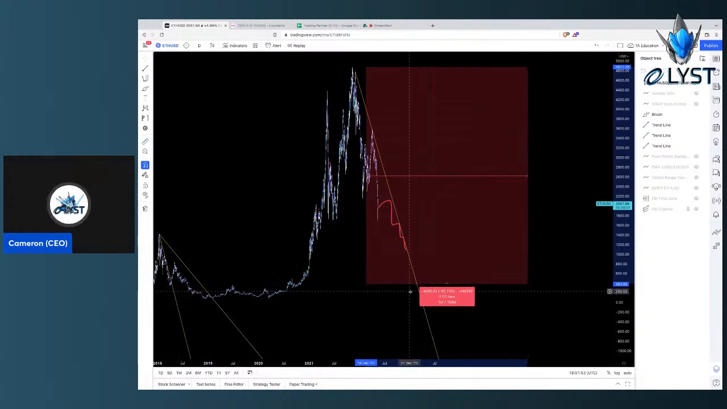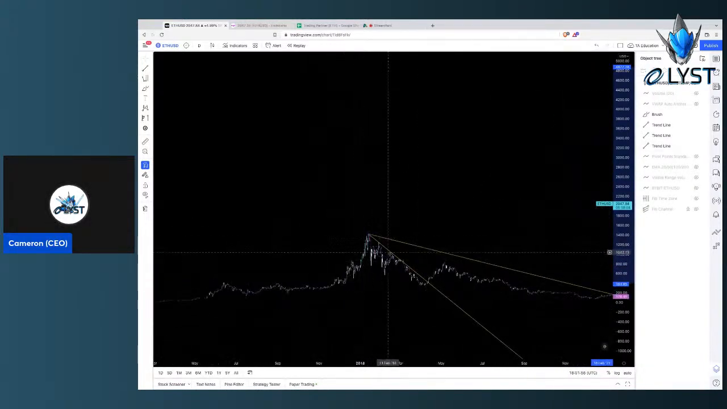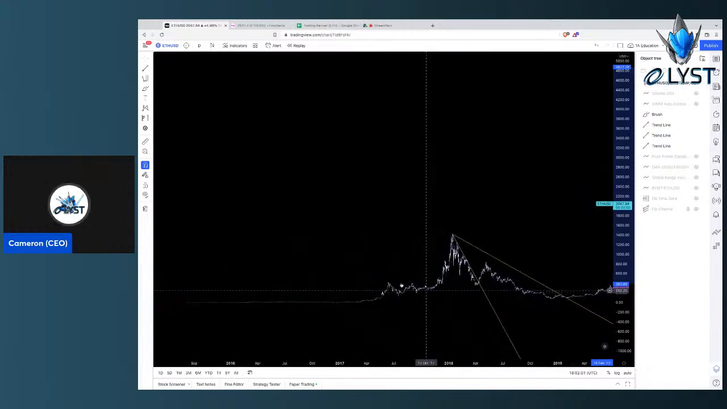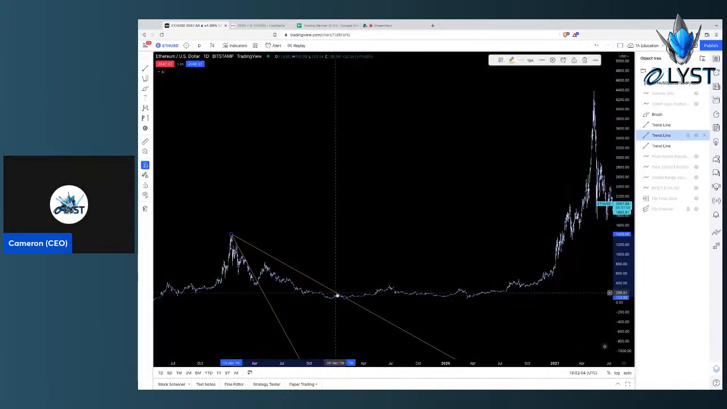Interesting. Anyway, the point is we had our immediate downtrend. We broke it. We continued lower after that, right? So we had an even longer downtrend.